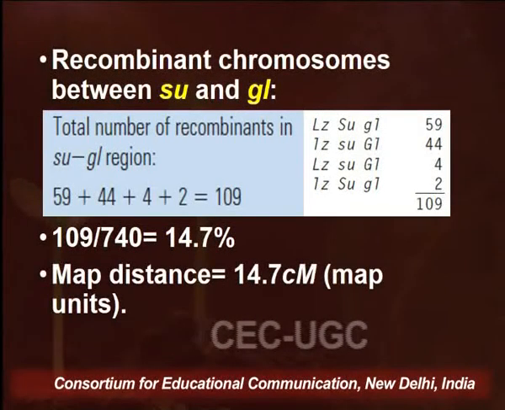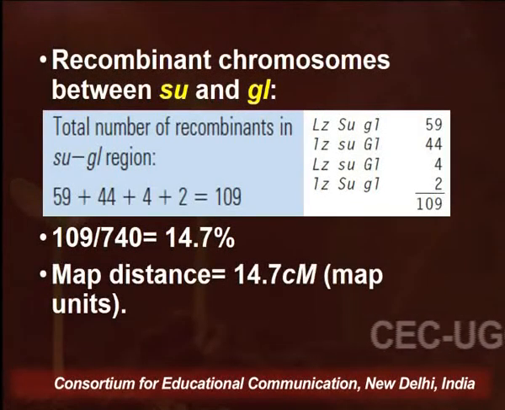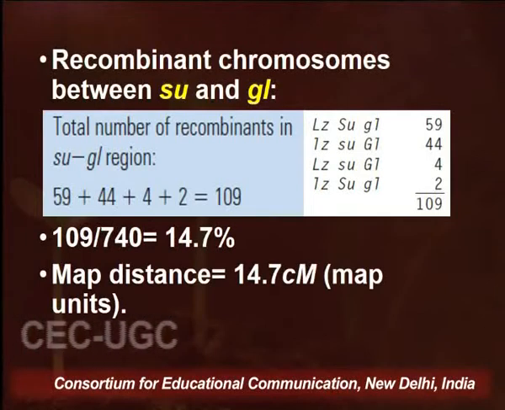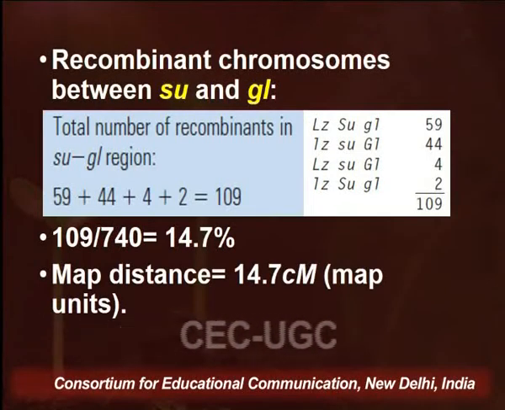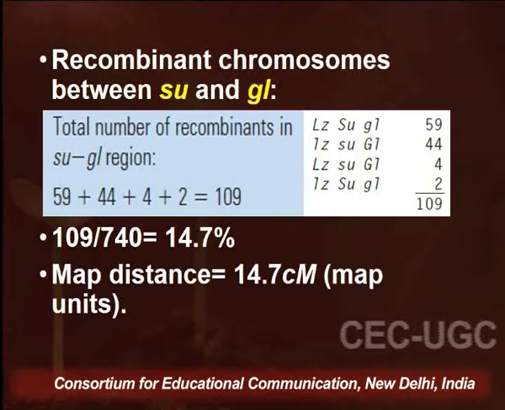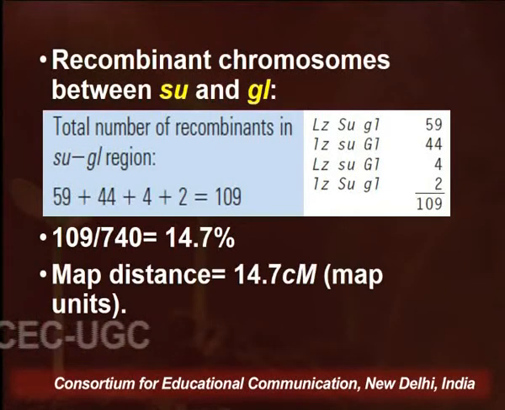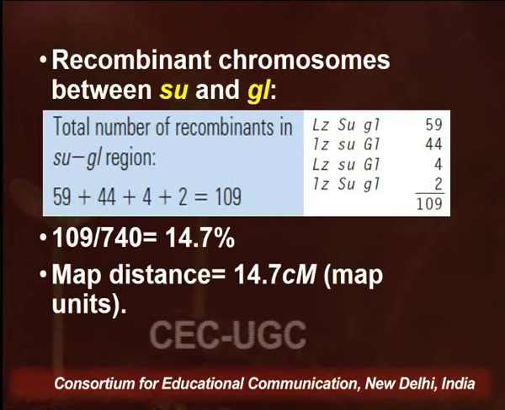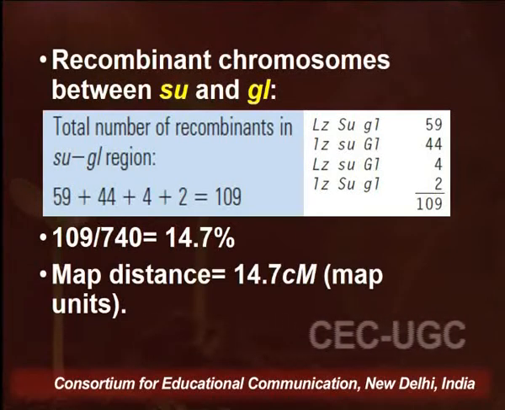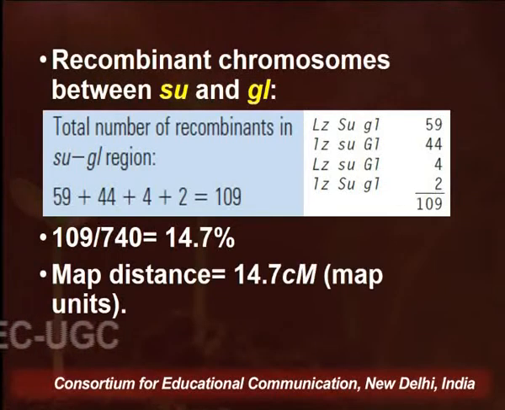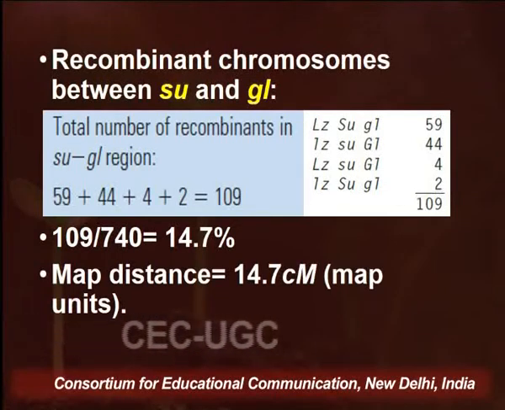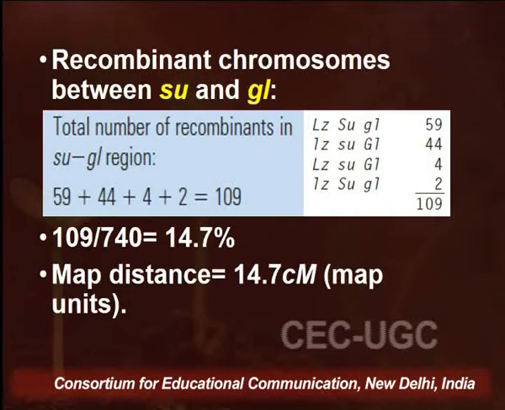On the other hand, if you are talking about the recombinant chromosomes which were considered between SU and GL, they came out to be 109, and out of the total 740, the percentage calculated is to the tune of 14.7%, which obviously gives us a map distance between SU and GL, that is the sugary endosperm and the glossy leaves, as 14.7 centimorgans.